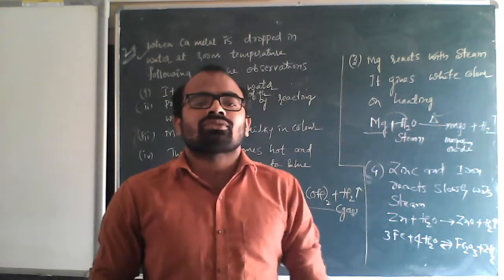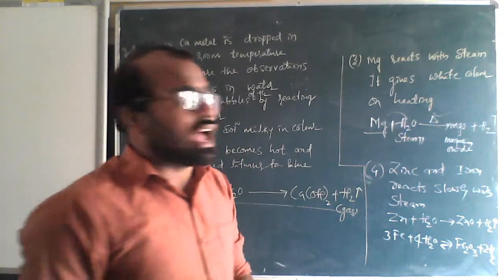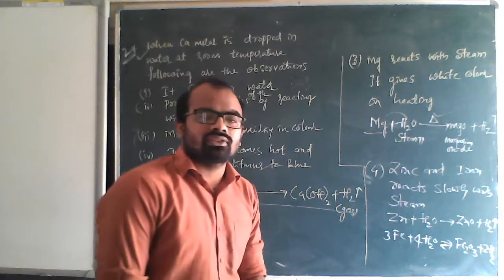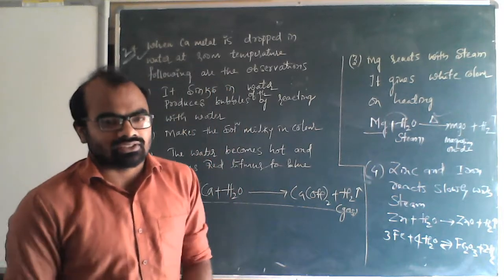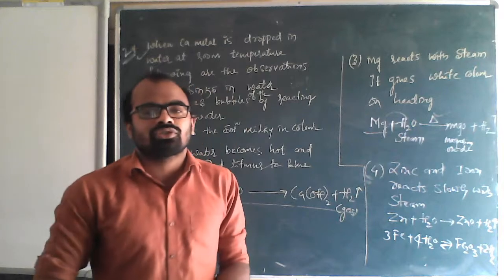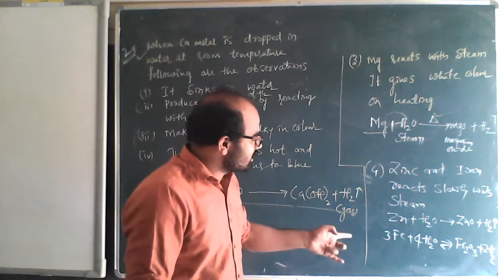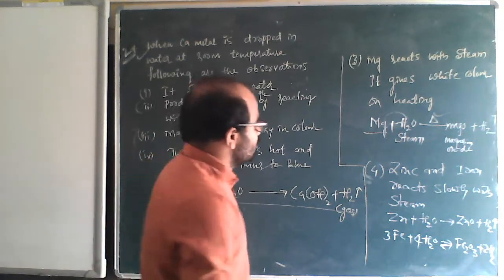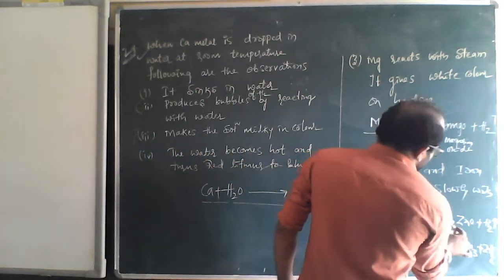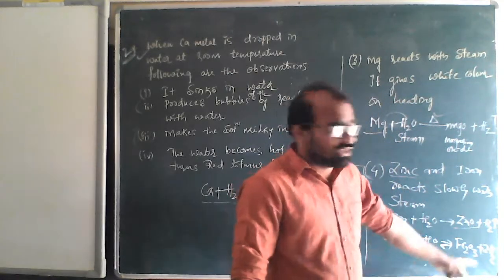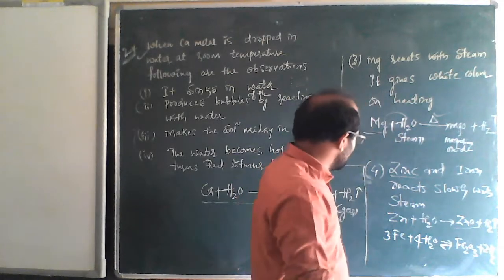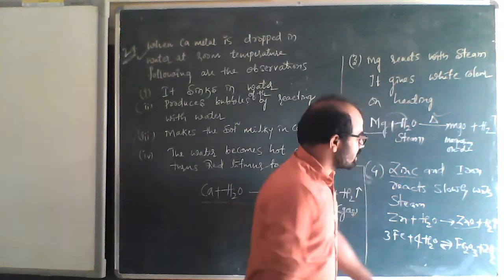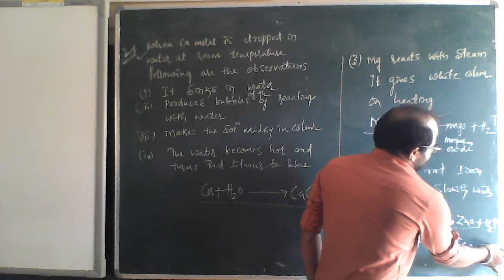Next one, zinc and iron. Zinc and iron react slowly with steam and produce zinc and iron oxides. If zinc reacts with water, it produces zinc oxide. If iron reacts with water, it produces iron oxide. If zinc reacts, zinc oxide is produced, and hydrogen gas is also liberated. If iron reacts, iron oxide is produced, and hydrogen gas is also liberated.